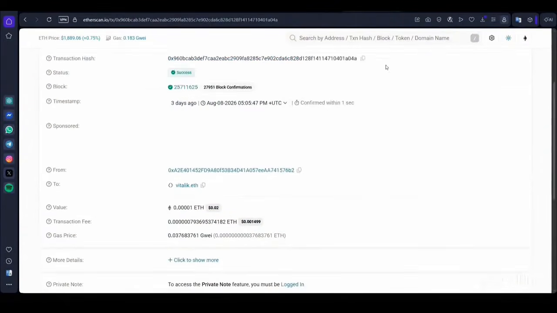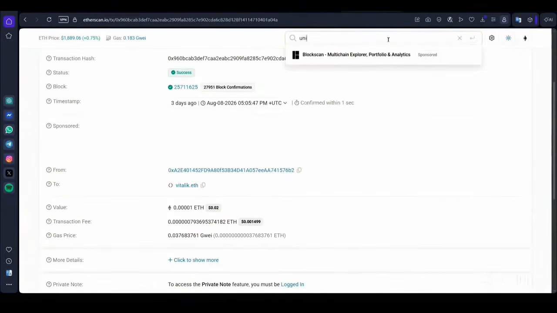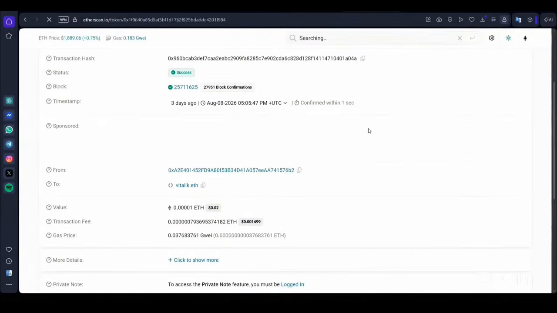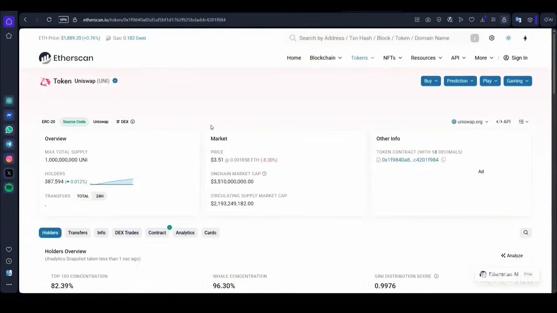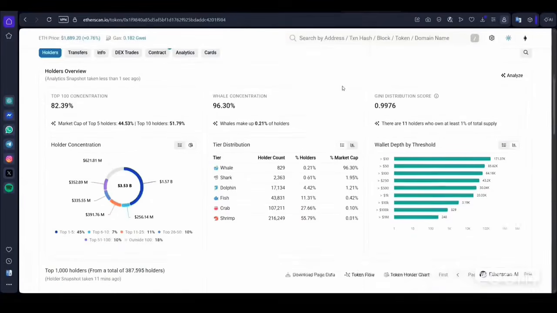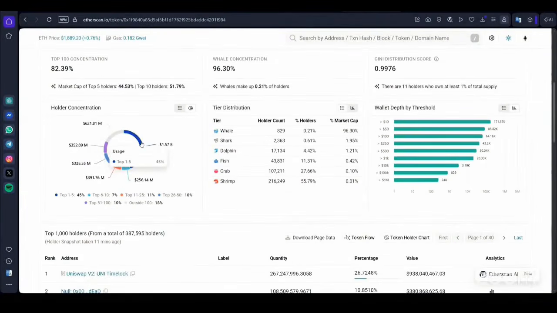Next, we can also track other assets as well. For example, let's take a closer look at the UNI currency to see how it performs in real-time market conditions. This is the token page. There are two most important tabs here that we need: holders and contract. So we can see how all the UNI are distributed among people, meaning the top 5 wallets hold 45% of the entire market cap.